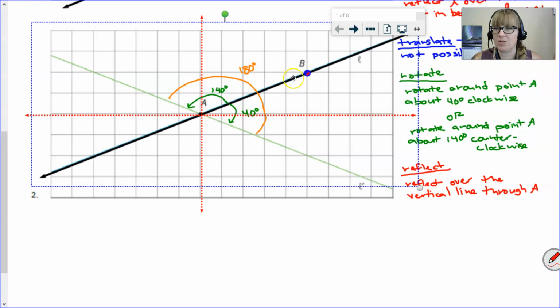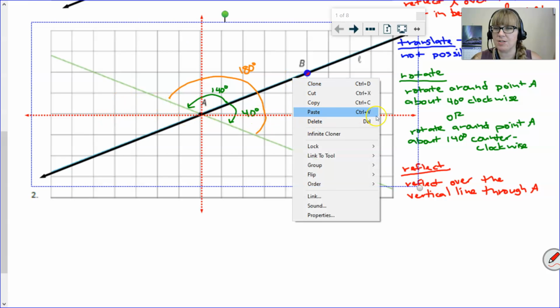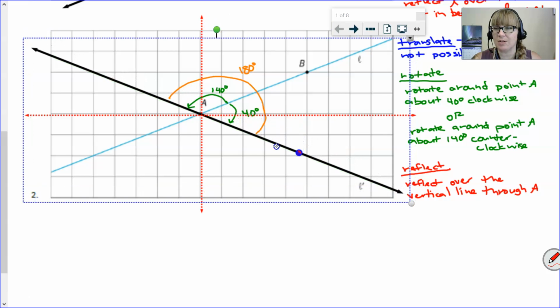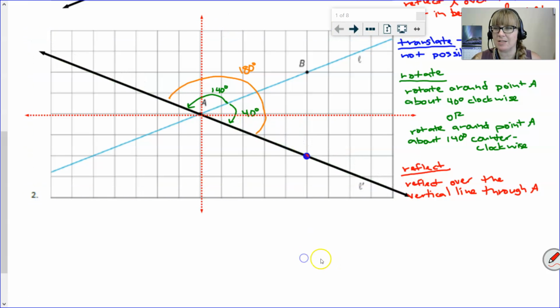And we can also flip this over the horizontal line that goes through A. And again, remember, not geometry software, so it looks like it's not happening correctly, but it is. And we can see where that point ends up as well. So we can say, or reflect over the horizontal line through A.